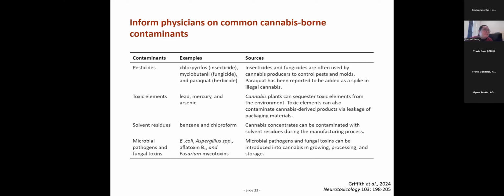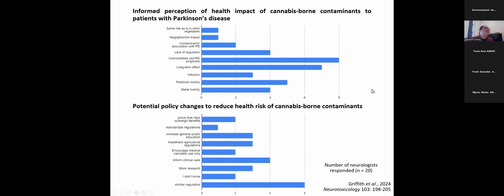And after we gave the table to the physicians and asked them for their opinion again, boom. This is the opinion that we collected regarding their perception of the health impact of cannabis-borne contaminants when it comes to Parkinson's disease. A lot of physicians say comorbidity is an issue. Long-term effects is another issue. Potential policy changes to reduce health risk of cannabis-borne contaminants: a lot of people say, okay, we need to regulate this. Some say we do need to better educate the healthcare provider.